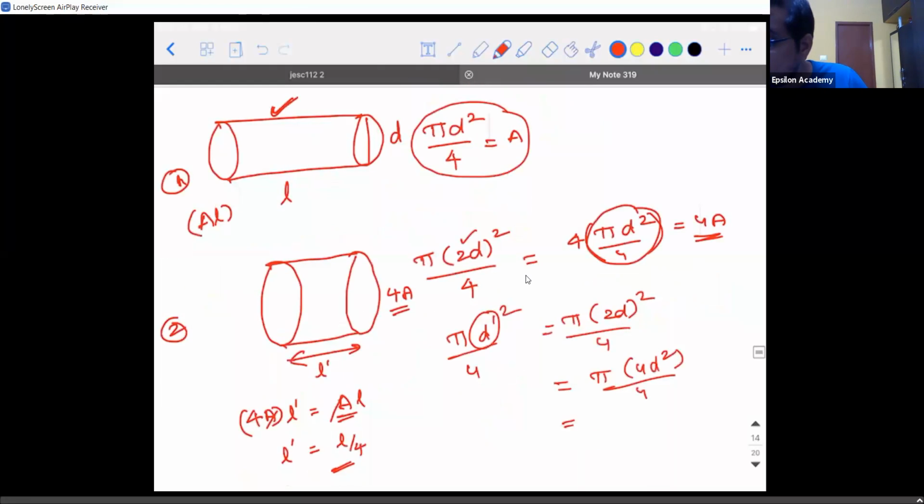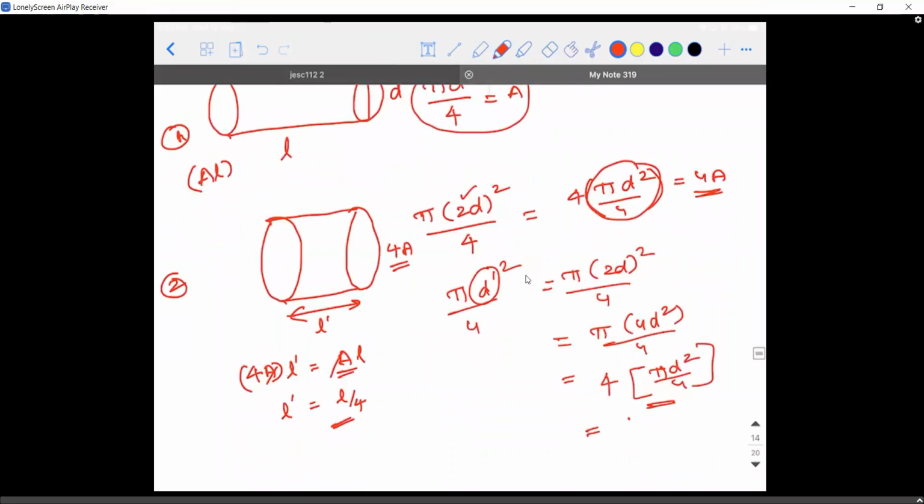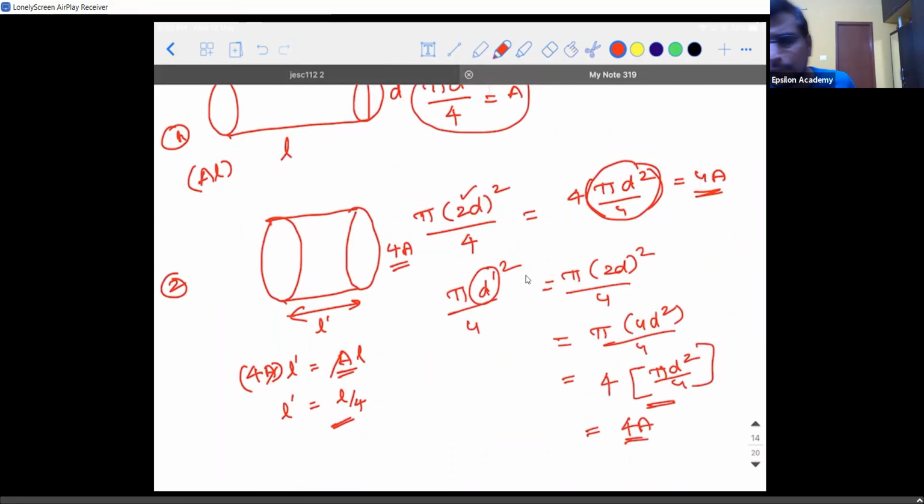I'm rearranging the equation. I'm not cancelling 4 and 4. I will take the numerator 4 outside. Pi d square by 4. What did we write pi d square by 4 as? Area. Yes, sir. I got it. Here it is 4 times.